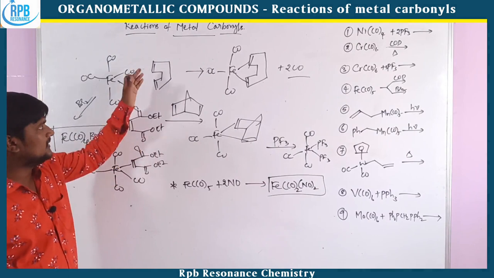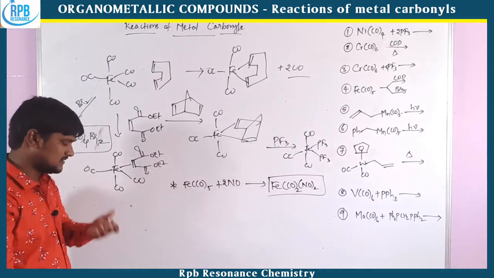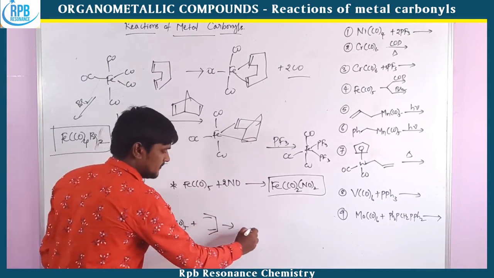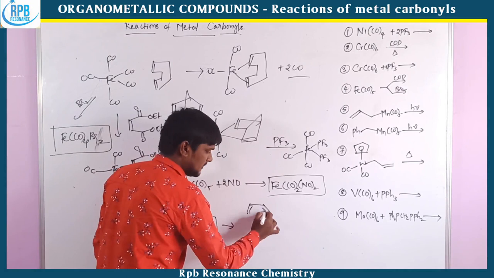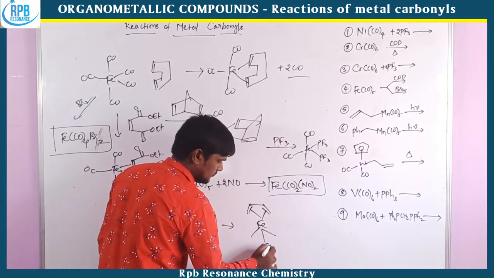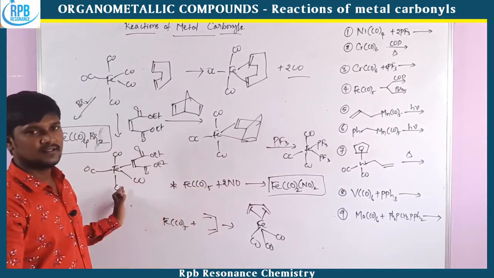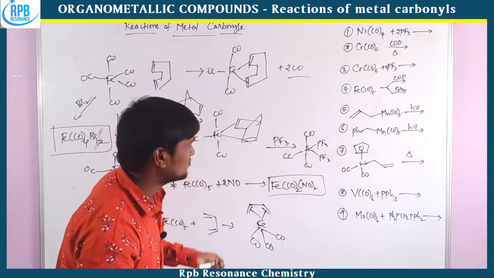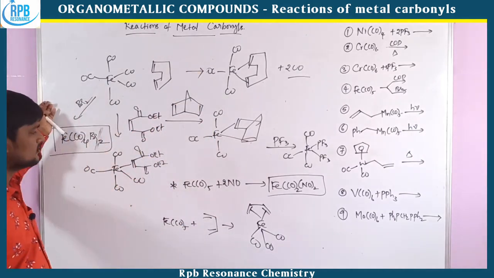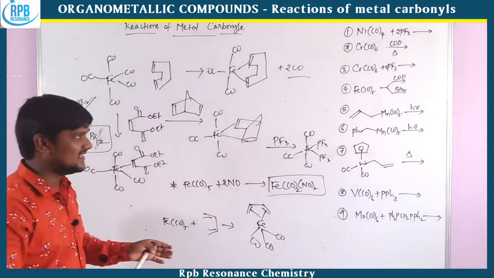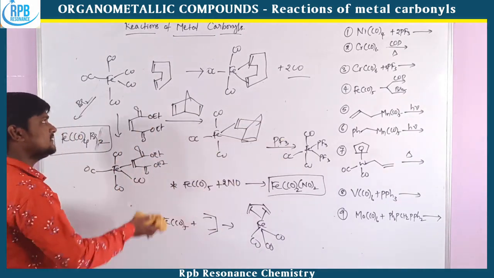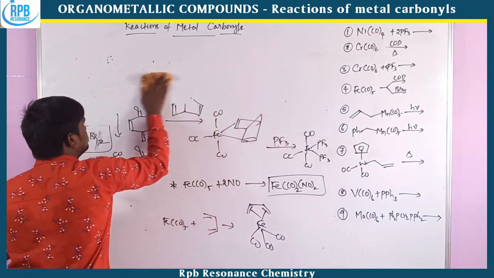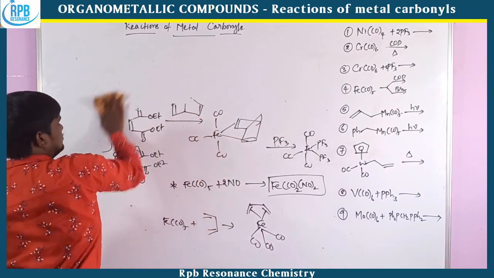Not only non-conjugated dienes like COD or nitrosyls, but some simple systems with FeCO5, like the 1,3-butadiene system, also produce this kind of product. So these are the best examples from the metal carbonyl system. The first reaction, second, third, fourth, fifth, sixth reaction: six reactions in a single example. I think this is very clear.